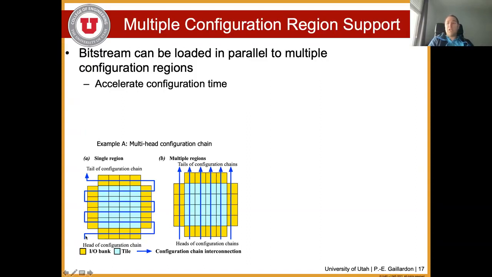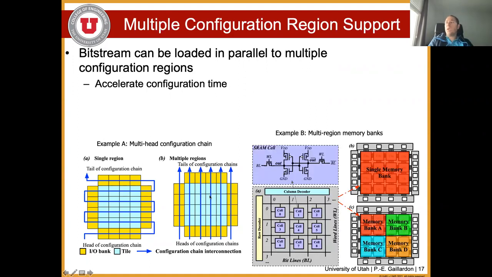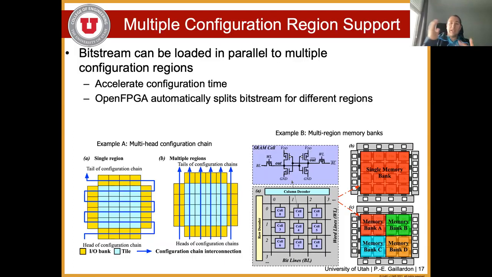Here's an example. Instead of having a complete scan chain running through your implementation, you can have multi-head configuration. So you load not only bit by bit, but word by word, the configuration into your FPGA. This is used in many eFPGAs to have very fast reconfiguration, for example. You could also have the same concept for memory banks. So you can split your column and row decoders in different regions and stuff like that.